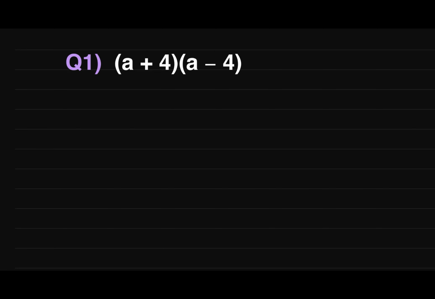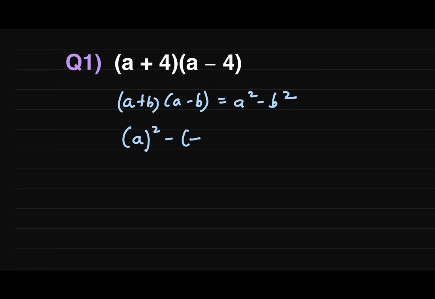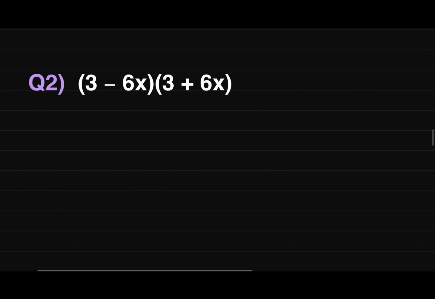What are the things that we're going to look at? A, it's the same. 4, exactly the same. 1 plus, 1 minus. So we go ahead with this identity. A plus b, a minus b is a square minus b square. So I'm just going to square a and square up b, which is 4 in this case. A square minus 16. This is it, guys.